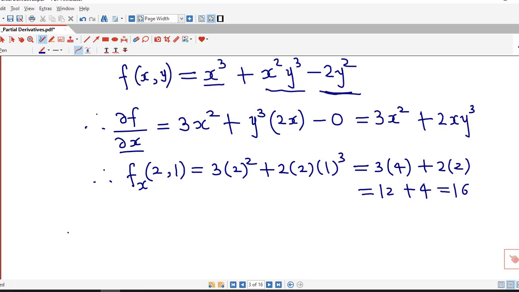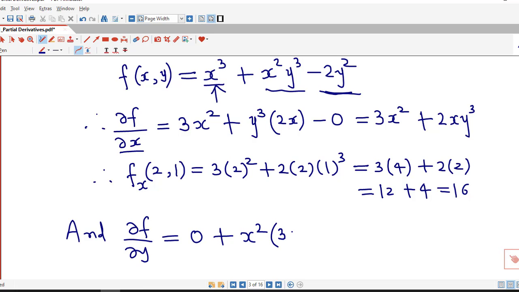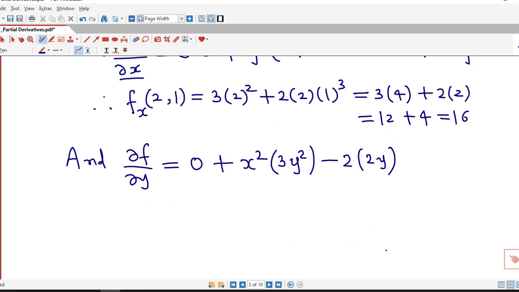Similarly, we can find the partial derivative with respect to y. Now we consider x as constant, so x cube is constant, the first term becomes constant, and its derivative is 0. In the second term x square is constant, so we keep x square as it is, and the ordinary derivative of y cube is 3y square. In the last term the 2 is constant, and the derivative of y square is 2y. So this is nothing but 3x square y square minus 4y. Therefore this is the partial derivative of f with respect to y.